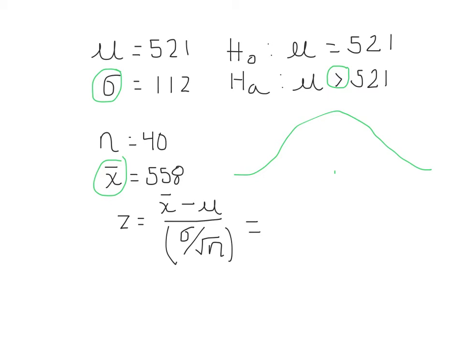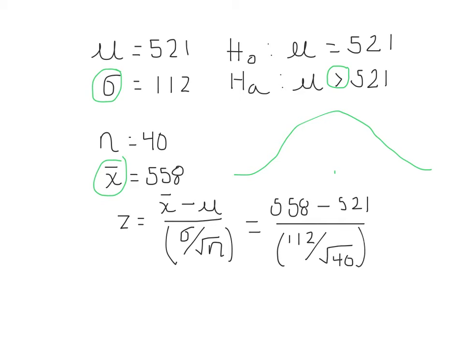So in our case here, we're going to take our sample average of 558 minus our population average that is claimed of 521 and divide by our standard error, which is found by taking the standard deviation of the population, 112, and dividing it by the square root of our sample size, 40. If we round that to 2 digits after the decimal point, that comes out to be equal to 2.09.